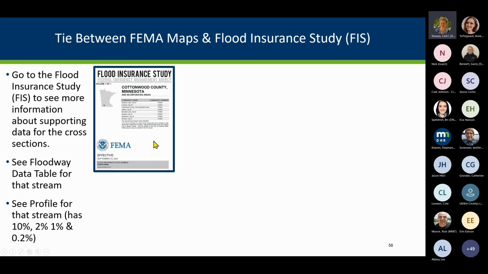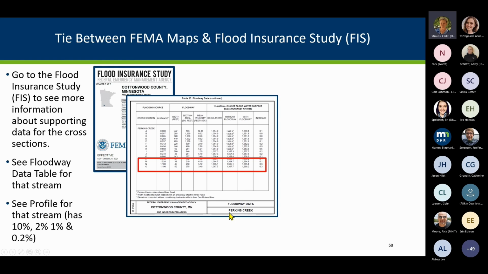But if you go into that flood insurance study, there'll be the floodway data table for each of the streams that we have that detailed data. And we aren't today going to go into a lot of detail about the information in here. Just be aware that for each cross section, there's a row in this table, and there's information about the floodway and what the difference in the elevation is with or without the floodway mapped or modeled there.